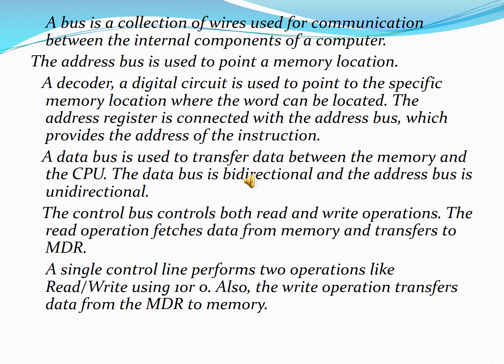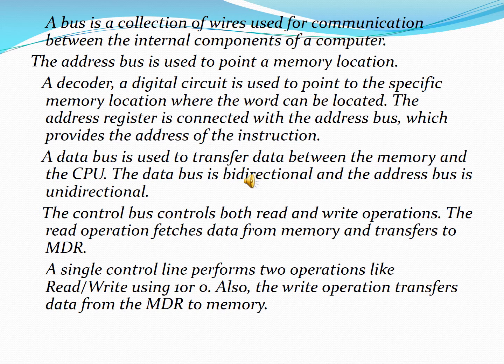Last class itself we discussed the bus. There are three types of bus: data bus, address bus and control bus. Data bus carries the data between the CPU and memory, address bus carries the address between the CPU and memory, and we have a control bus also which gives the signal for read or write operations.